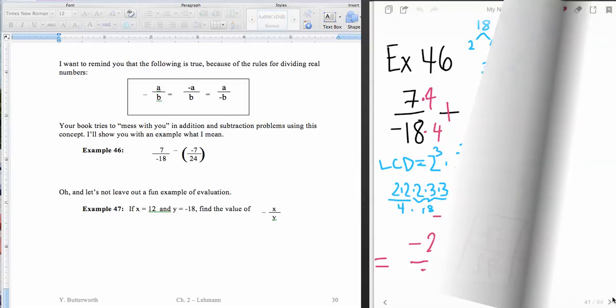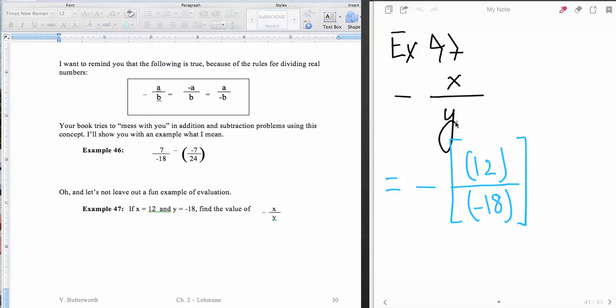Okay, moving on, our next one is an evaluation problem, number 47. So we have the opposite of x over y. So I've put in an extra set of parentheses to have this fraction here separated by saying the opposite of that. And so then I put in the 12 and the negative 18. And from there, I can simplify the 12 over 18. These have a 3 in common, a 6 in common. So 6 will go into 12 2 times, and 6 will go into 18 3 times.